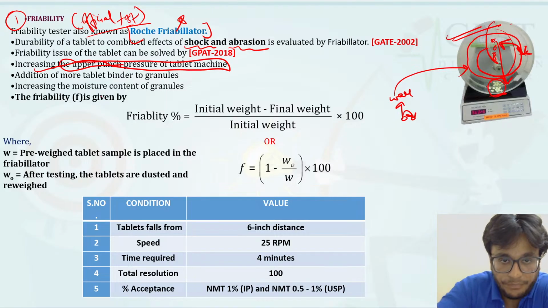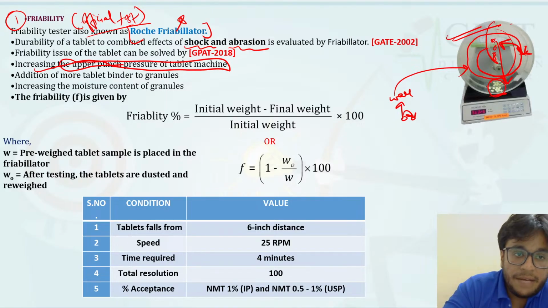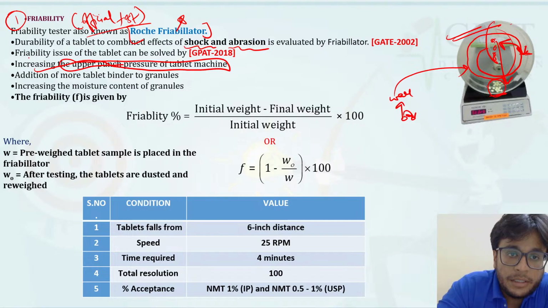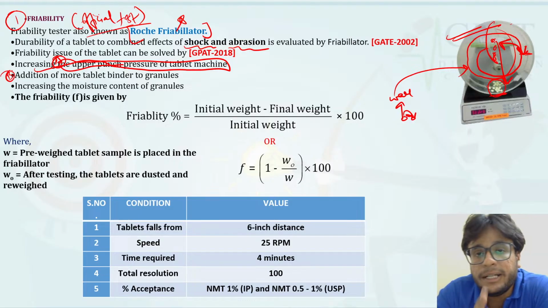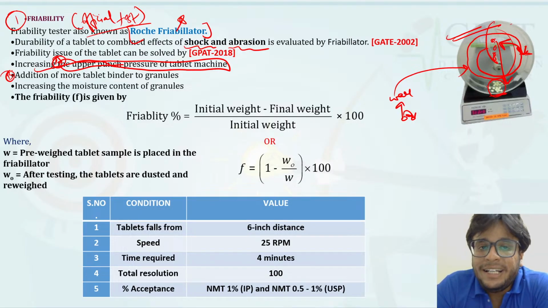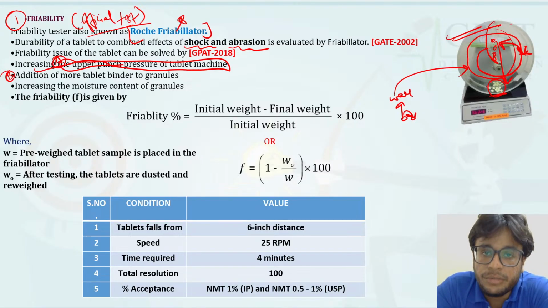The first thing we have to do is adjust or increase the pressure of the upper punch. The second thing we have to do is add more binder to the tablet. What does the binder do to the tablet? The binder will mainly increase the binding strength of the tablet. That's why it will not allow the tablet to break down into its components due to the shock and abrasion forces when it is dropping in the Roche friabilator.